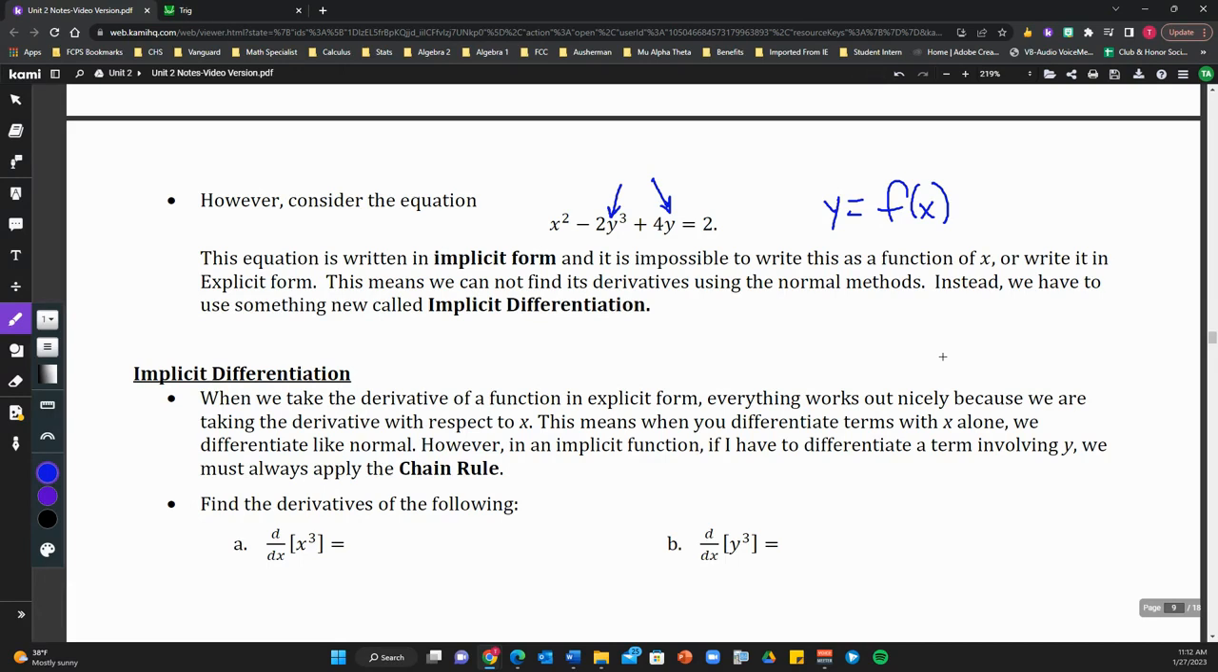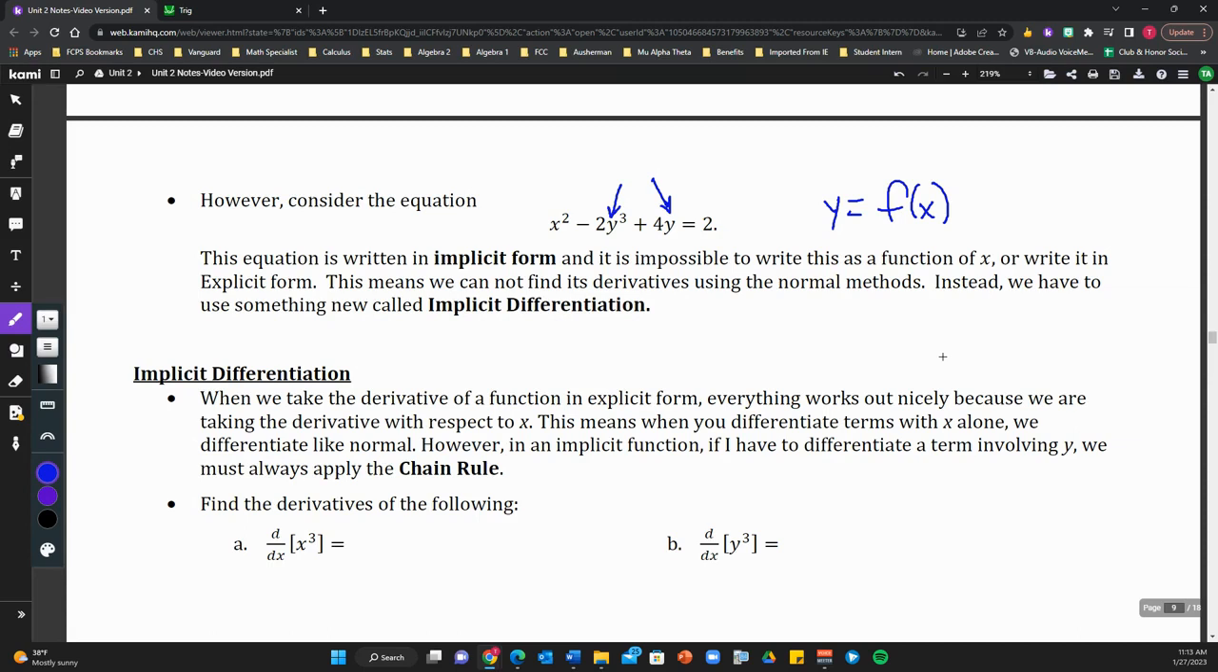But this second term with a y in it would be trapped inside of there, and we can't get rid of them. So there are certain implicit form equations that we just can't rewrite in that explicit form. So when we come across that, it doesn't mean that we can't find the derivative. We just can't do it with our normal process. We have to do a little bit of extra work.